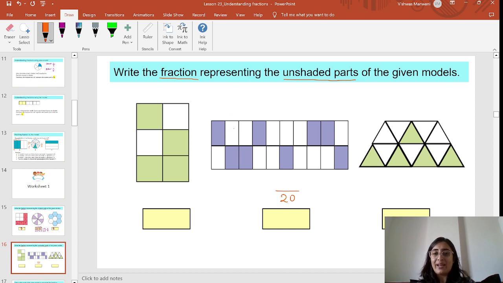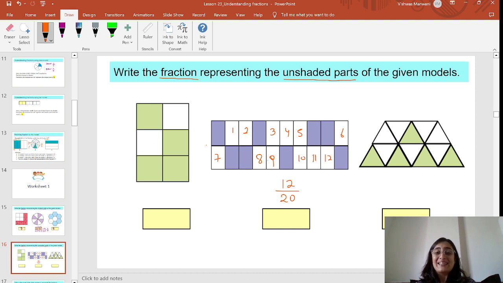unshaded boxes. Okay, so let's see: 1, 2, 3, 4, 5, 6. Similarly, here we have 7, 8, 9, 10, 11, 12. So if I have to see what fraction represents the number of unshaded parts, it becomes 12 by 20. Now think, is this 12 by 20 in the lowest form, or can we reduce it any further?